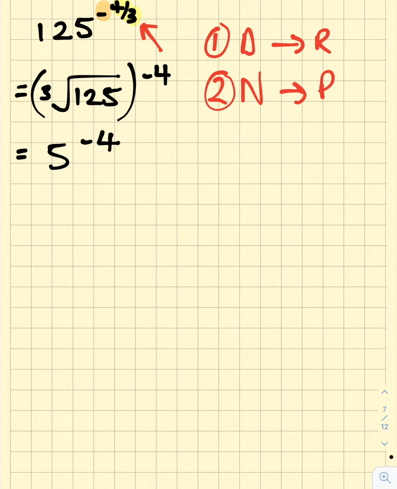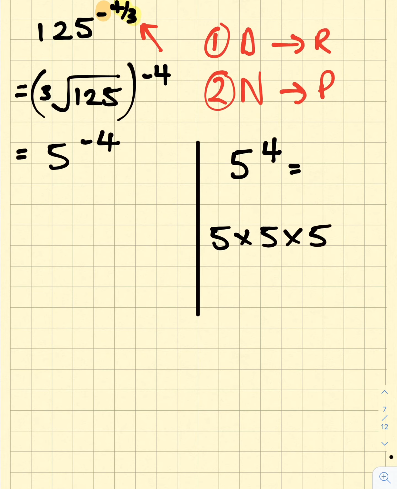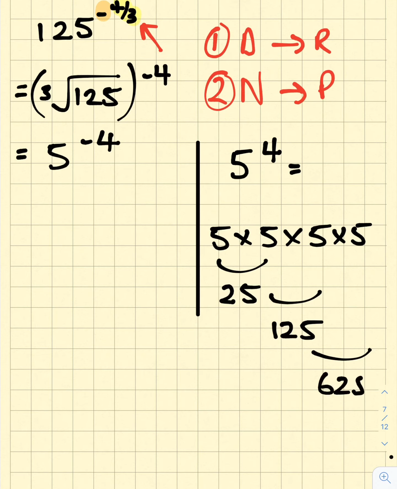Remember, when dealing now with the negative power, we can just, first of all, evaluate it as a positive power, and then we will just invert the fraction at the end. Well, 5 to the power of 4 means 5 multiplied by 5 multiplied by 5 multiplied by 5. So 5 multiplied by 5 is 25, multiplied by 5 is 125, multiplied by another 5 gives us 625. So 5 to the power of 4 is 625.